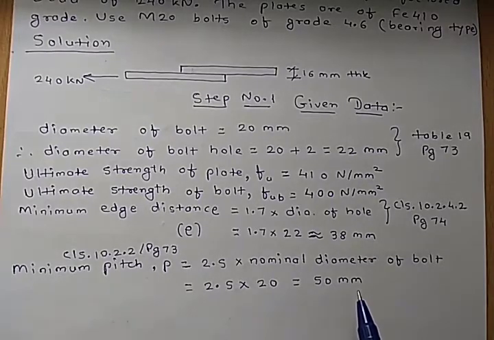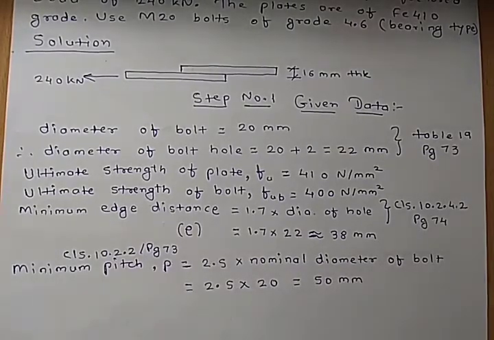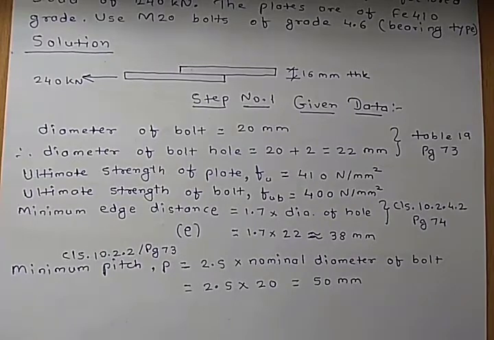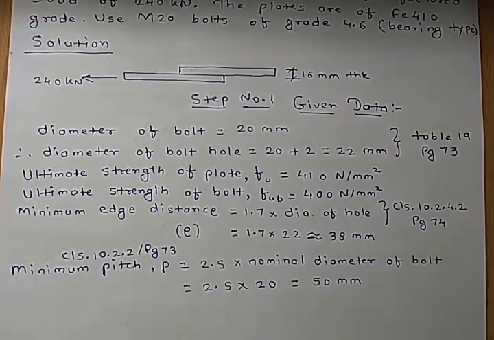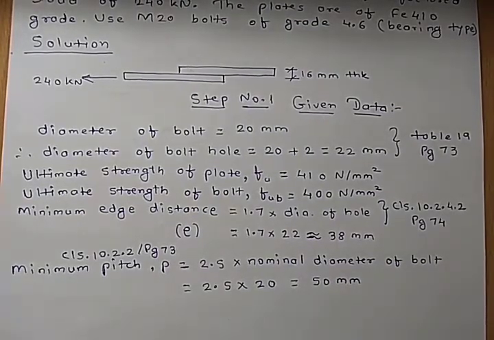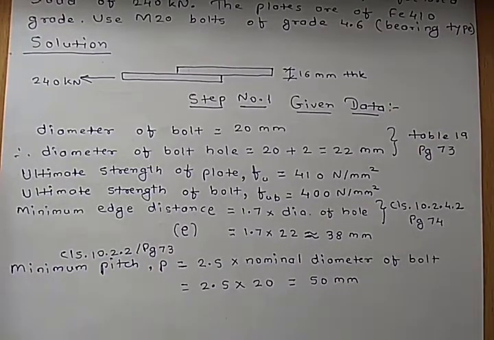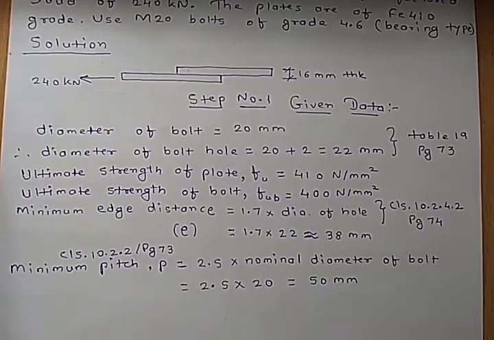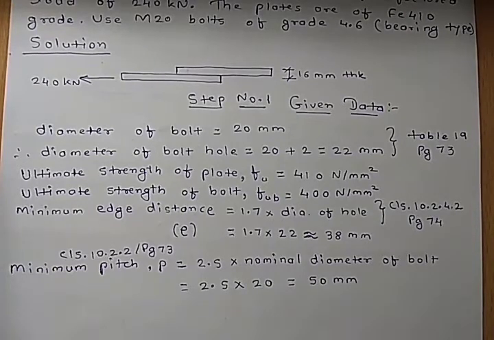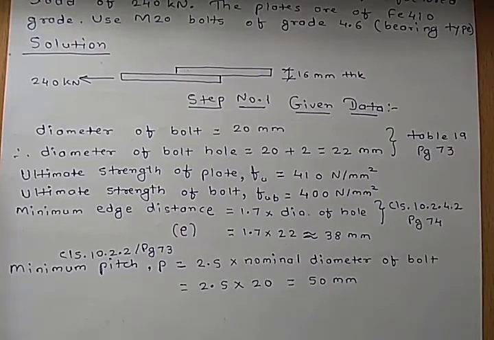So just take all the tables and the clauses accordingly. Different clauses you need to take, understand what exactly IS 800:2007 means, understand it properly, and next time you can ask if you have any doubts related to it once you go through it.